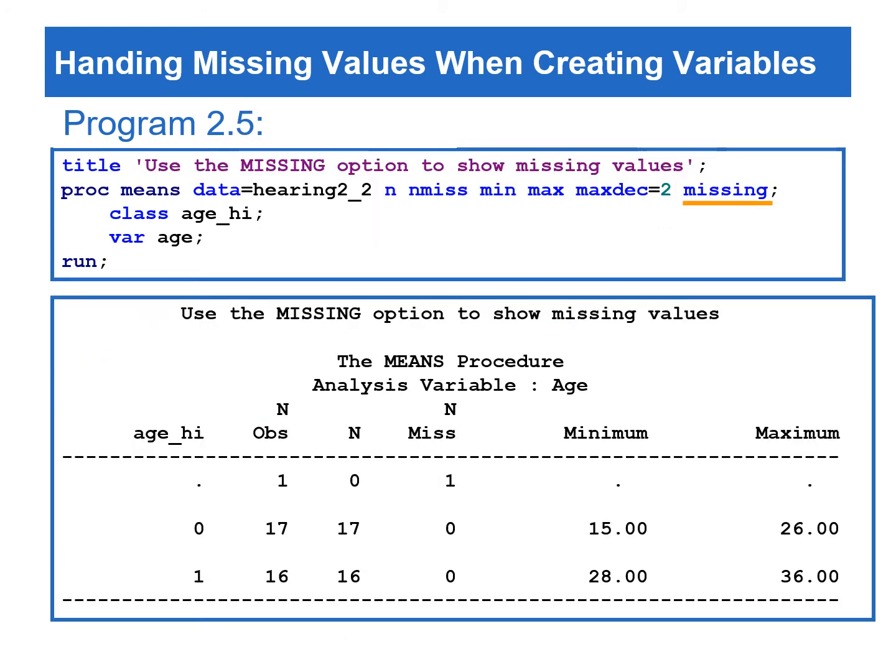To show the missing values that have been excluded from the output, we need to use the missing option in the proc means statement. The missing option will consider missing values as valid values to create the combinations of class variables.